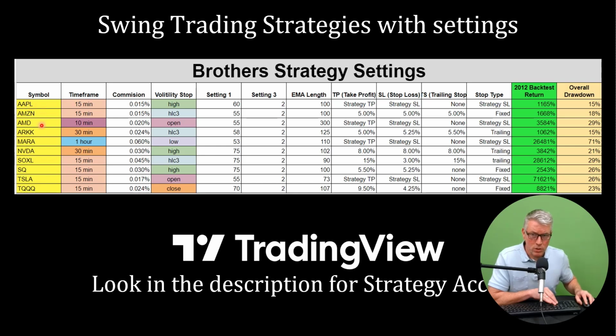So we have Apple, Amazon, AMD, ARK, Mara, NVIDIA, SOXL, SQ, that's Square, which is Block now, Tesla, and TQQQ. The ETFs in here are ARK, SOXL, and TQQQ. I don't think I missed one. The time frames are between 15 minutes and 1 hour. It's a good blend because with swing trading strategies, not all stocks or ETFs will break out, and this is a breakout strategy.